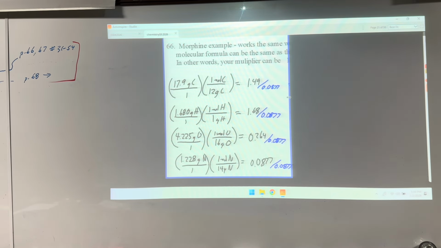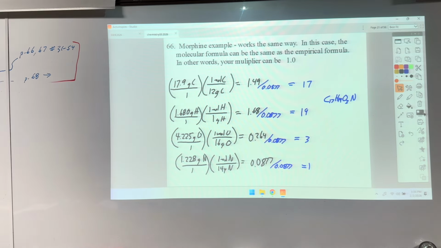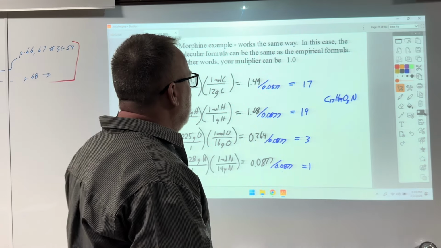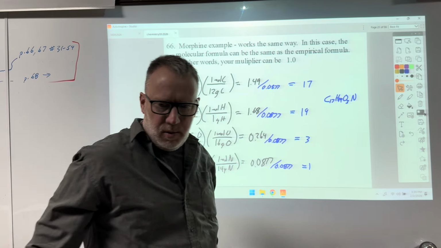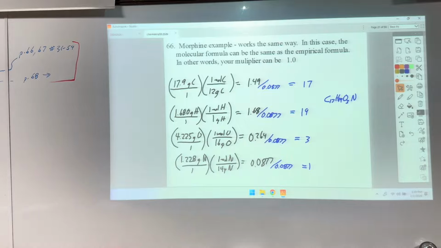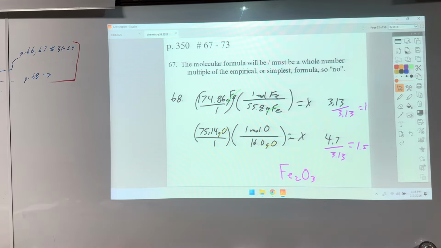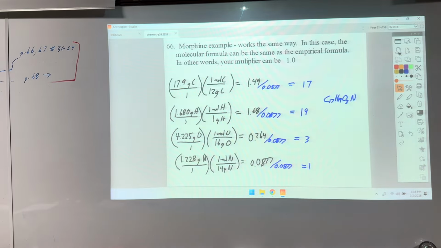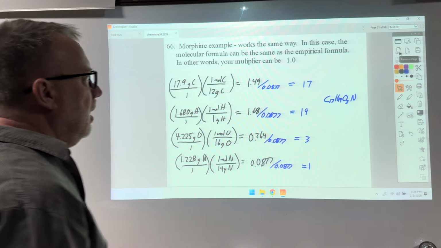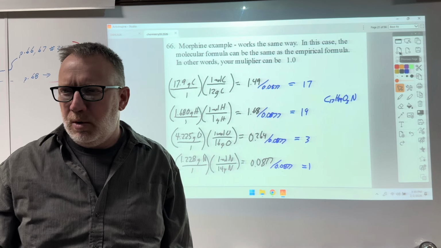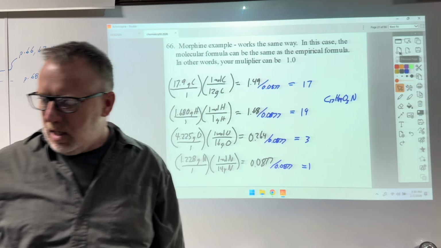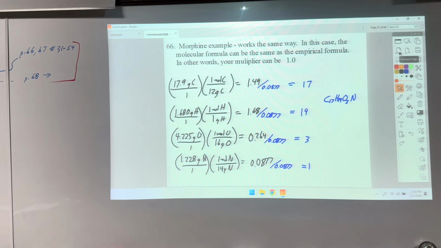Okay. I don't think they give you a molecular formula there. They wanted the empirical, and that's it. This is morphine's molecular formula. I don't have a chemical structural formula for it to show you on here. I think I've got one in here somewhere. It's just not on this question.